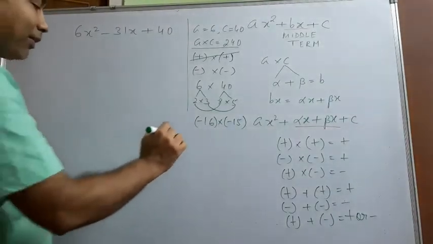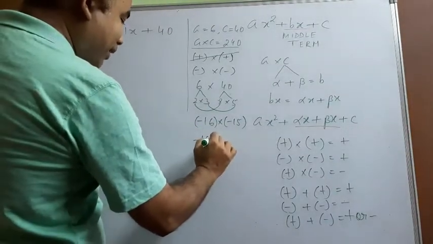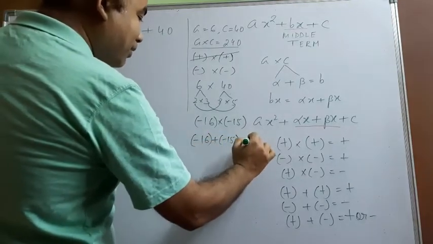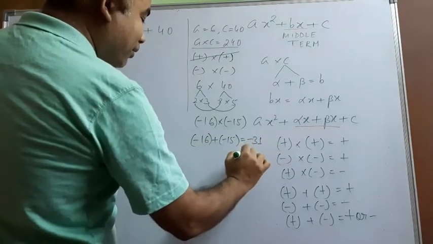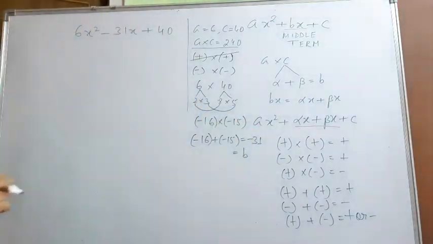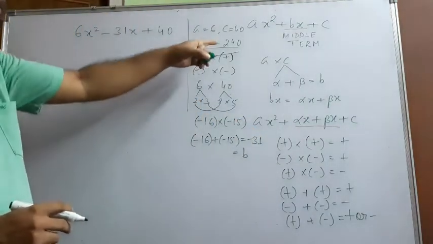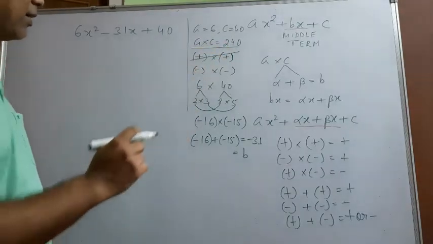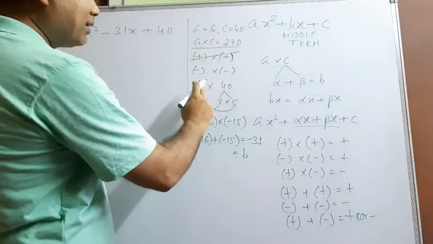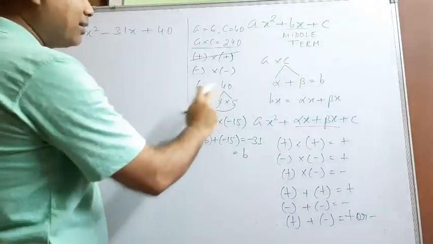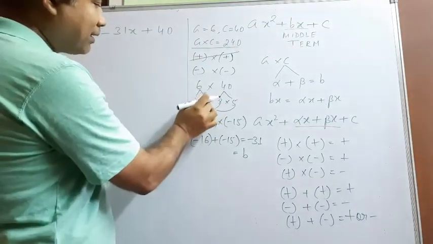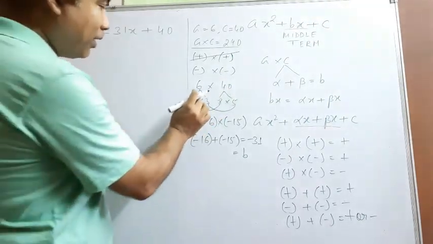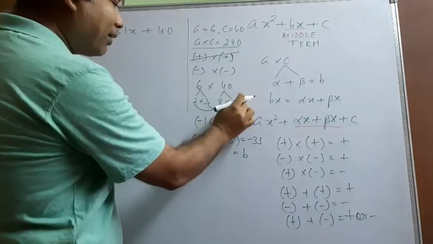What is the sum of minus 16 and minus 15? As both are negative numbers, their sum is also negative. It is minus 31, which is equal to b here. See here, 240 is a comparatively bigger number, so it may be difficult for you to factorize. So how have you got 240? By multiplying 6 and 40. So I write 6 into 40. Then I factorize 6 as 2 into 3, 40 as 8 into 5. Then what I do, with 2 I take 8 from this, and with 3 I take 5 from this one.